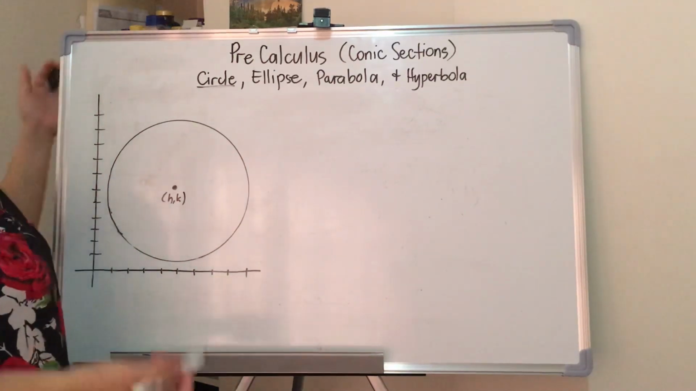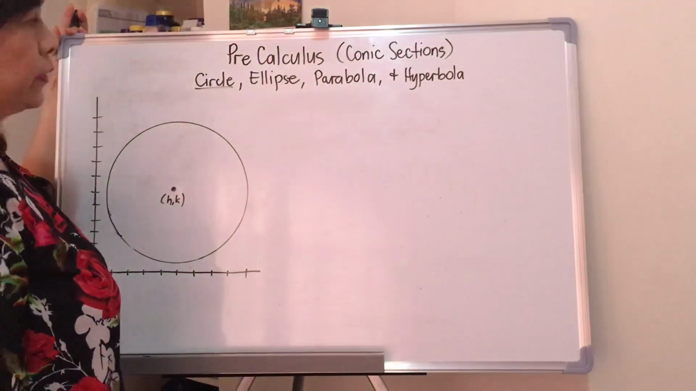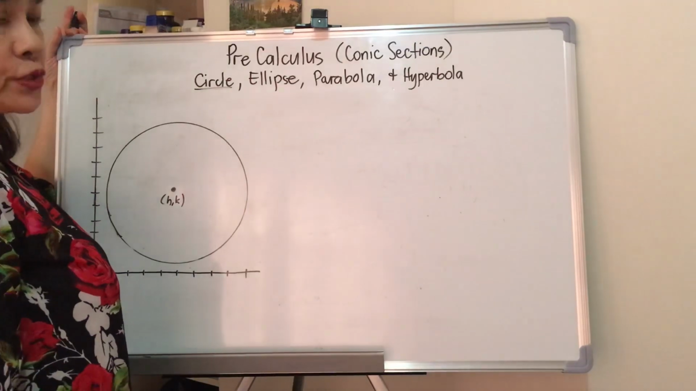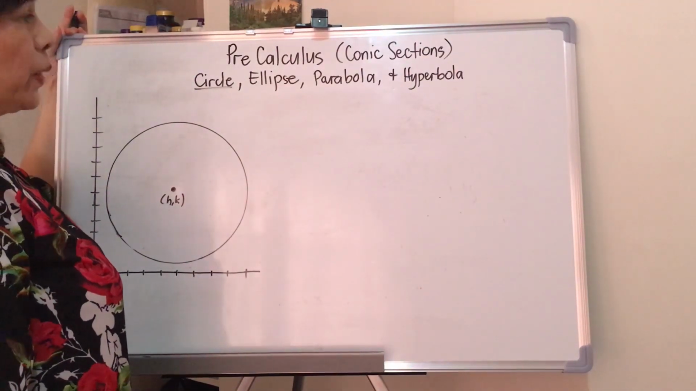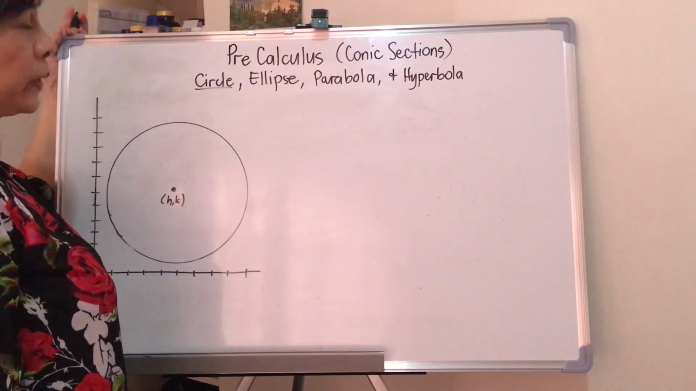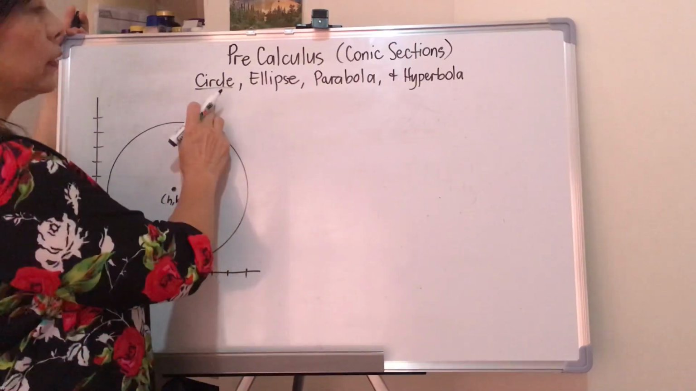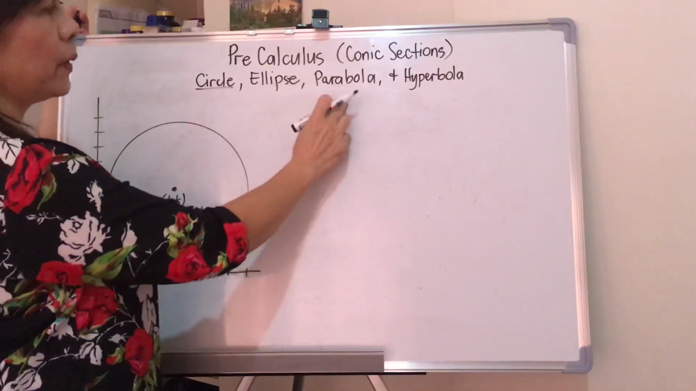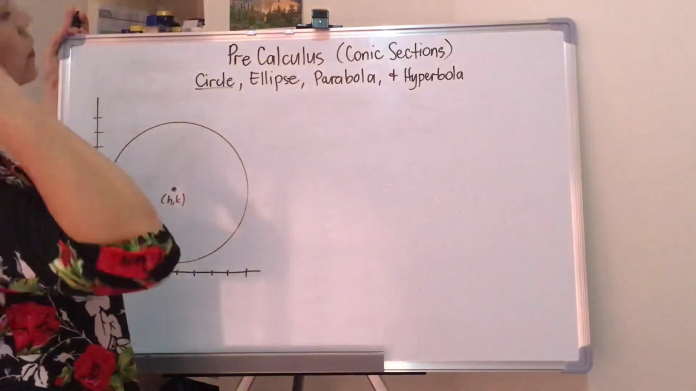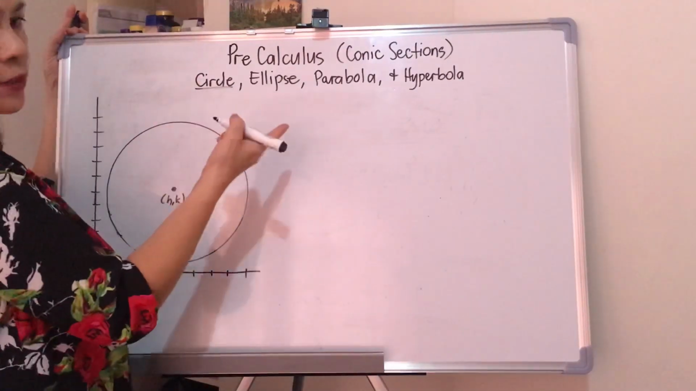Our first topic in pre-calculus is about conic sections. What is a conic section? A conic section is a figure formed by the intersection of a plane with a right circular cone. So depending on the angle formed by the plane with respect to the cone, a circle, or ellipse, or parabola, or hyperbola is produced. So for the first starter, we're going to prove first the circle.